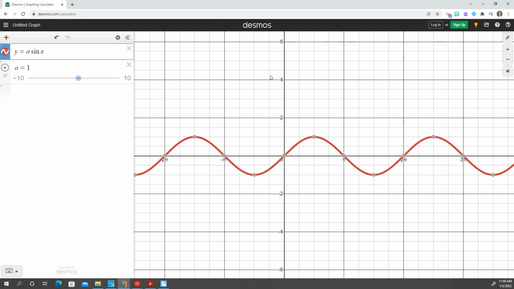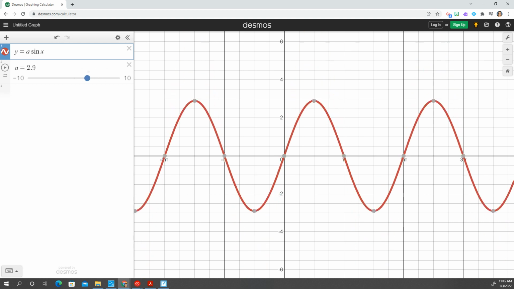It is going to make it narrower, or the midline's wider. I'm trying to get what transformation? We have a number out front here. What kind of stretch or shrink? Vertical or horizontal? If it's outside, vertical. Vertical stretch or shrink.